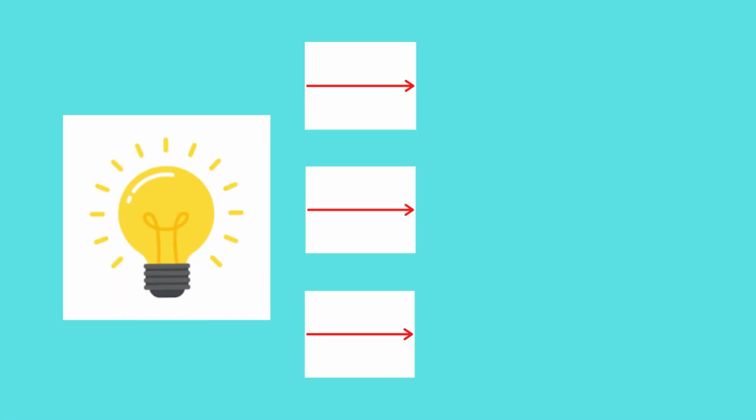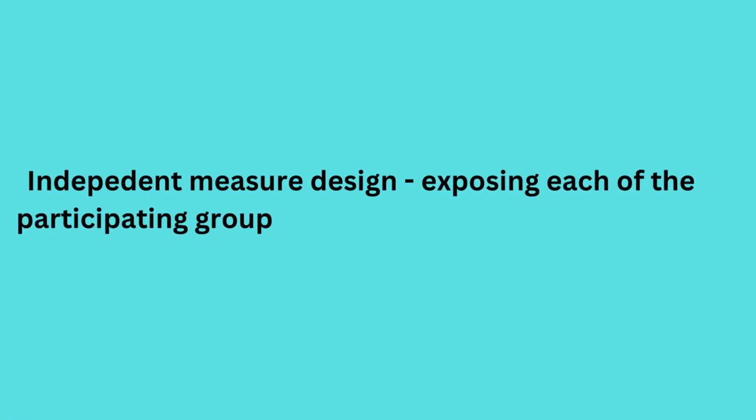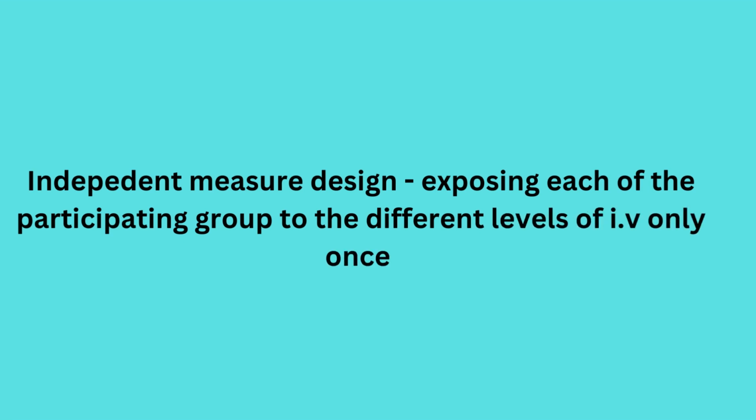For example, if our IV is light intensity, the different levels could be bright, dim, dark. You have three main ways to expose your groups to the levels. The first one is independent measure design, which is exposing each group to a different level for once. Like here you can expose Group A to bright light and see the effect, and then expose Group B to dim light and see the effect.